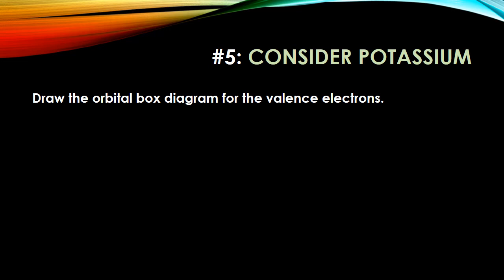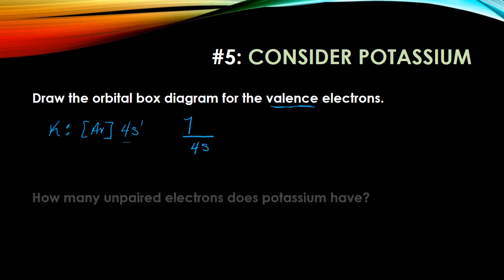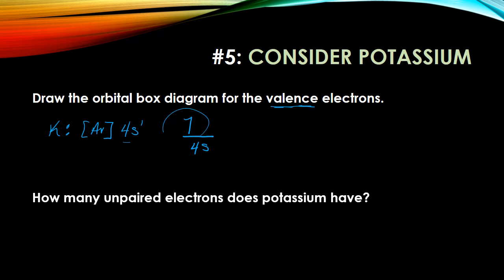Now I need you to draw the orbital box diagram for potassium's valence electrons. Just the valence. Well, let's see. From the previous slide, potassium was argon, 4s1. So I only need the 4s. One line, label it 4s with 1 up electron. And how many unpaired electrons does it have? Well, there's the 1, and it doesn't have a roommate, so it's all by itself, 1.